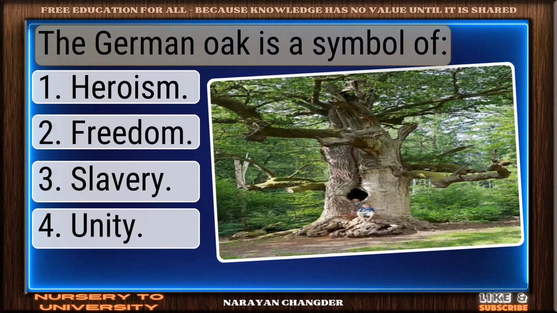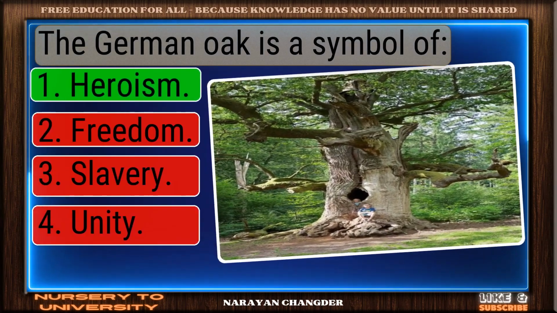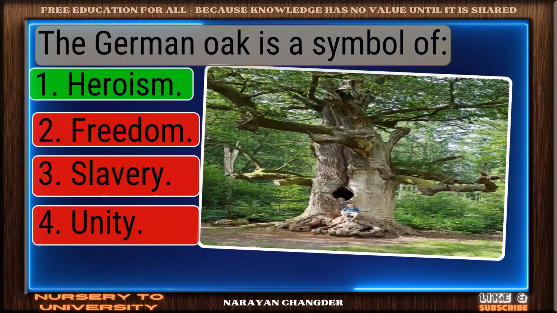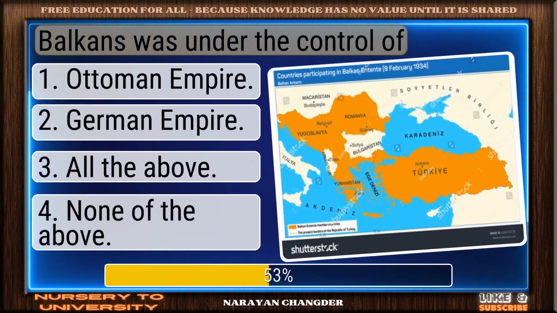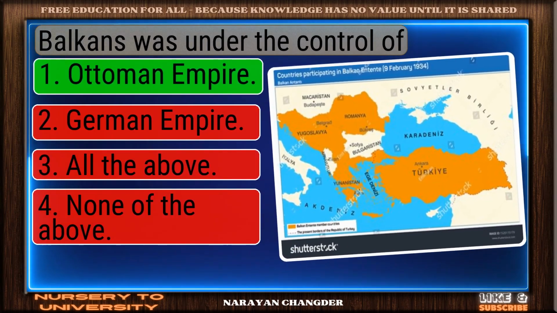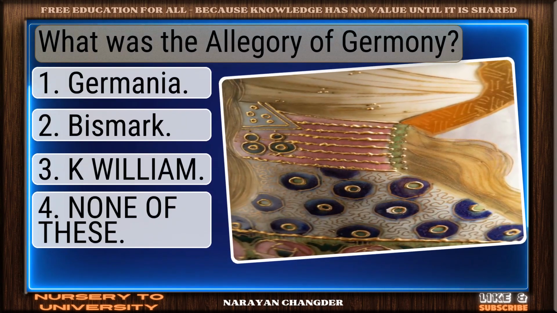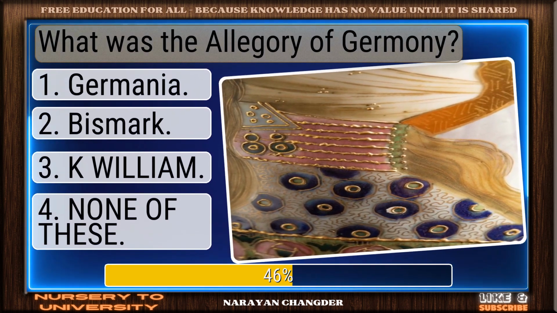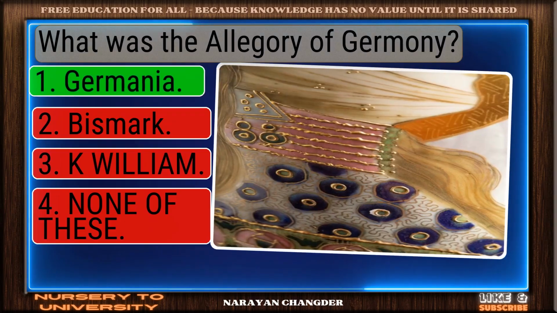The German oak is a symbol of. Excellent choice. Heroism is right. Balkans was under the control of. Sharp thinking. Ottoman Empire is right. What was the allegory of Germany? Nicely done. Germania is solid.